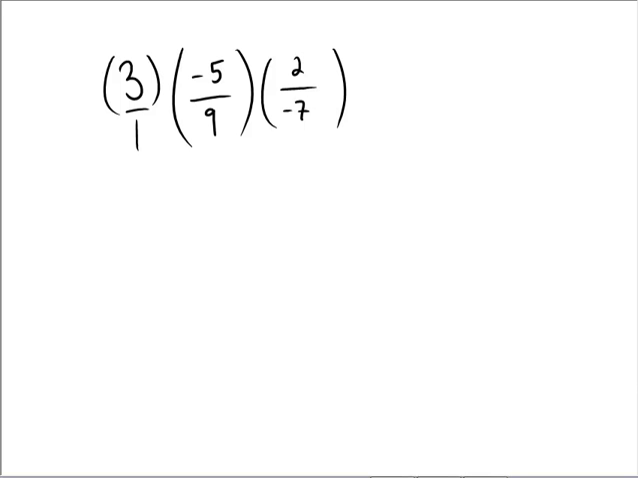As far as reduction, we don't have a lot, it looks like. We have a 9 and a 3. 3 divided by 3 is 1, and 9 divided by 3 is 3. And it looks like that's truly all we're going to get out of this one, so come over to the end. In the top we have a 5 times a 2, that would be a 10, and in the bottom we have a 3 and a 7. 3 times 7 is 21.